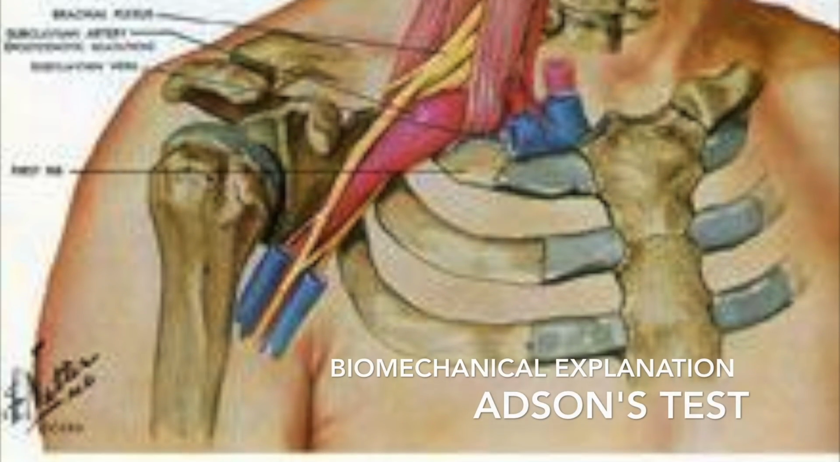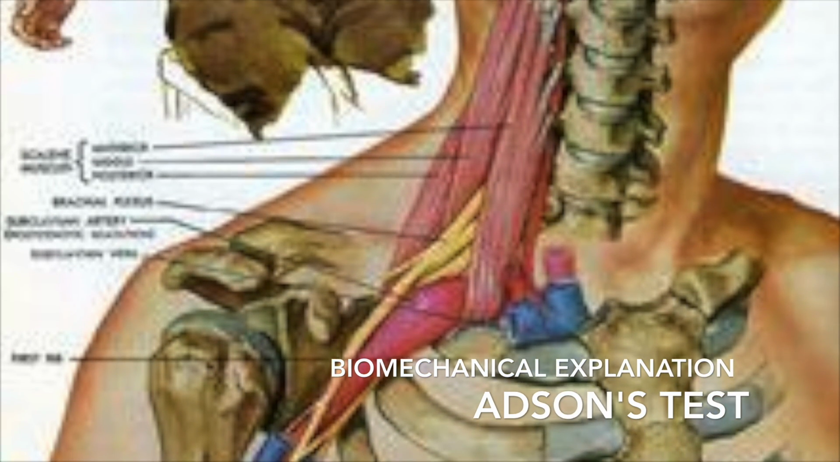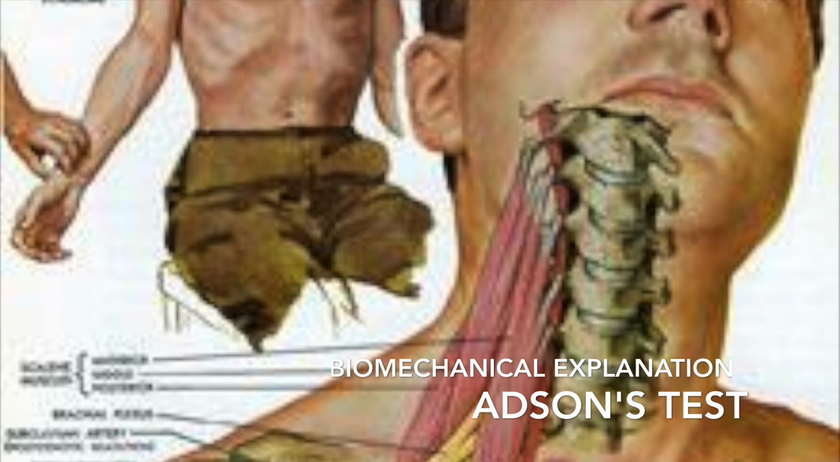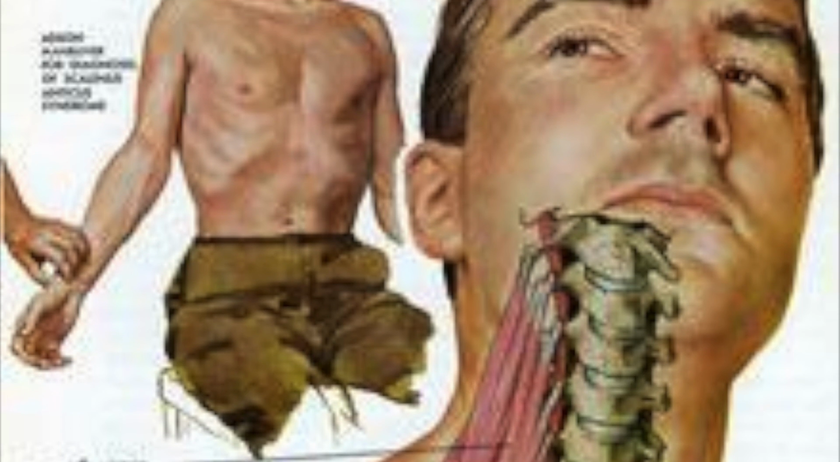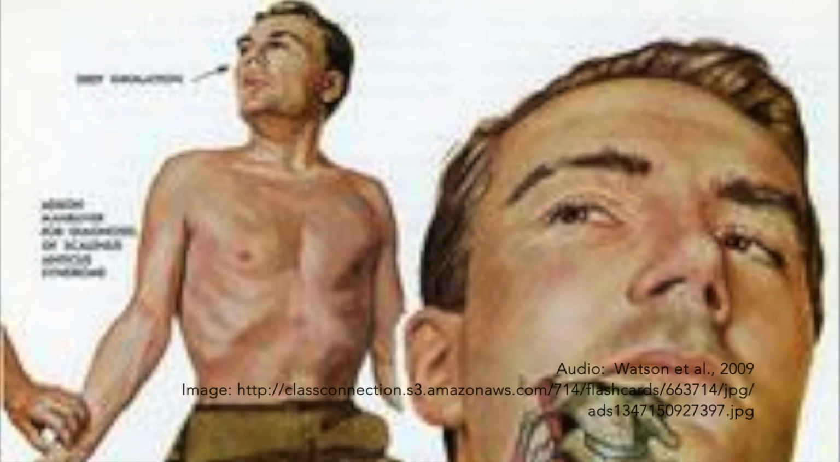Adson's test checks for the presence of TOS by putting the anterior and middle scalene muscles on stretch, therefore closing down the interscalene triangle, which may compress the neurovascular bundle as it passes through. Therefore, this test may reproduce the patient's symptoms.